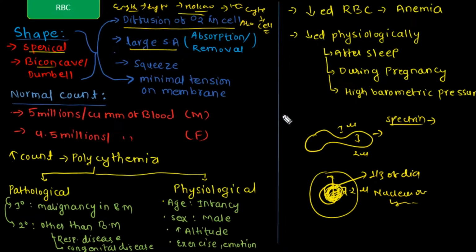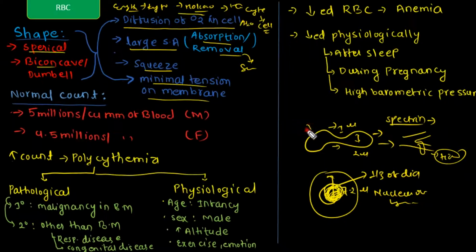There is a large surface area due to this folding, due to this biconcavity, which also helps in absorption and removal of substances. This shape helps our RBC to squeeze out of the capillaries very efficiently without damaging itself, providing the tissue the required oxygen and nutrients. Also, there is minimal tension on the membrane. Due to this shape there is minimal tension on the surface. Suppose anything is entering the RBC, this shape tries to maintain the integrity of the RBC. So this is about the shape.